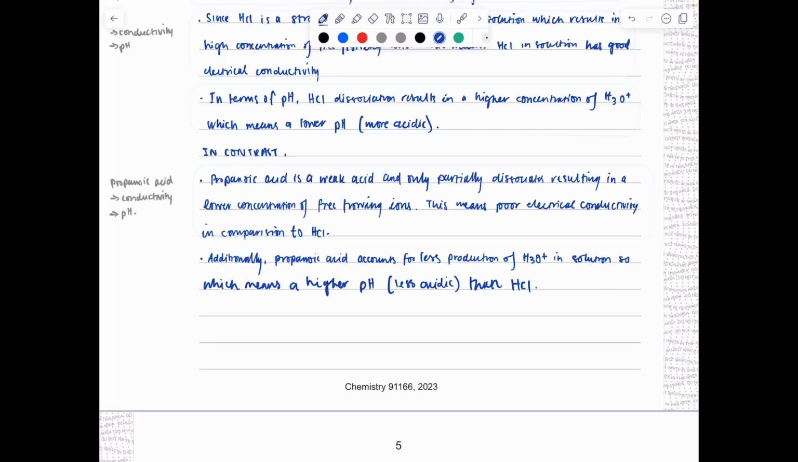So additionally, propanoic acid accounts for less production of H3O+ ions because it only partially dissociates, remember? So because of that lower concentration of H3O+ in solution, this means a higher pH, okay? So a higher pH means that it's less acidic than HCl. So it's important to wrap your head around the fact that with fewer H3O+ ions in solution, you're going to get a higher pH value, which is less acidic, more basic, okay?